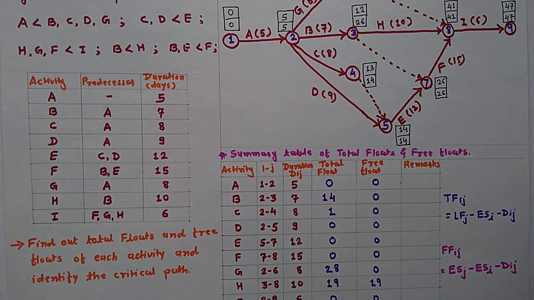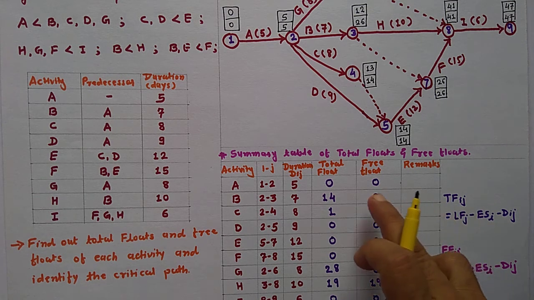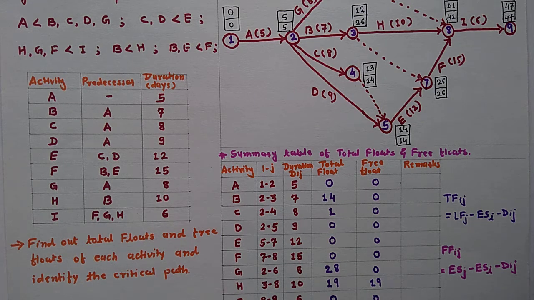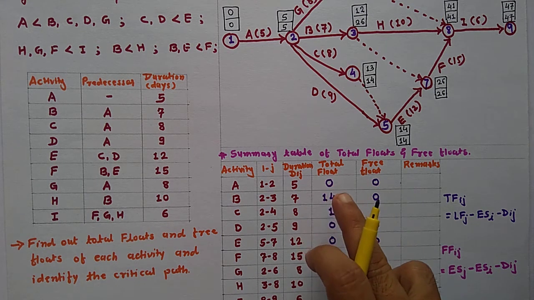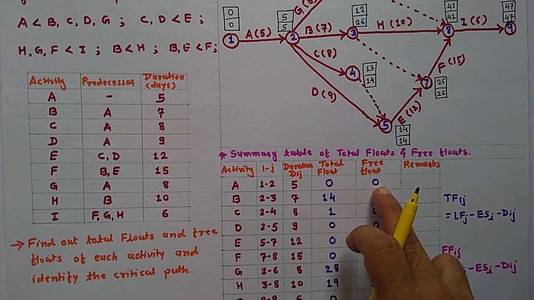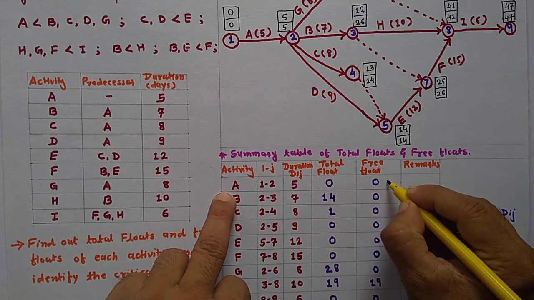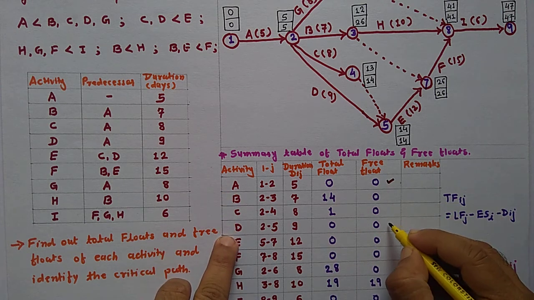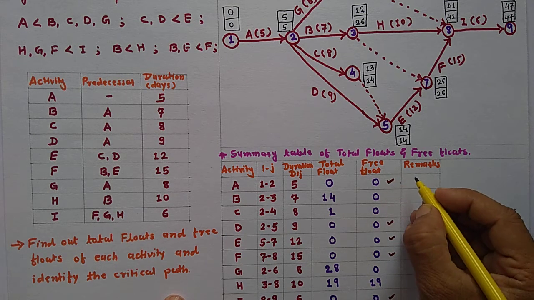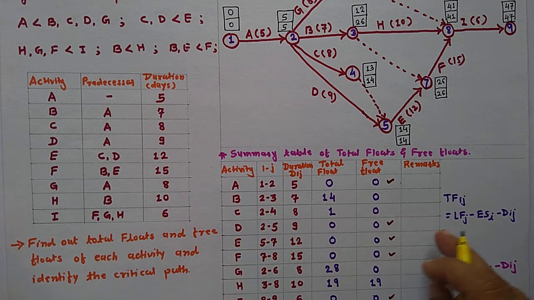Okay, now see here in this example, the total float and free float. If the total float and free float are 0, that is a critical activity. So here both values are 0, total float and free float. So that is this E activity, F activity and I activity. So these activities are called critical activities.